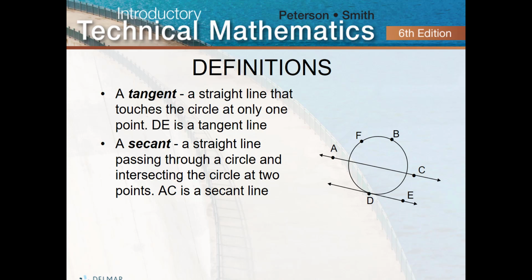A tangent is a straight line that touches the circle at only one point. So DE, right here, that is a tangent line. It touches the circle at one point and one point only. The secant is a straight line passing through the circle and intersecting the circle at 2 points. So here's a line going through the circle, and it can be anywhere in the circle, but it passes through 2 points. So it passes through here, it passes through here. All right, that'd be a secant line.